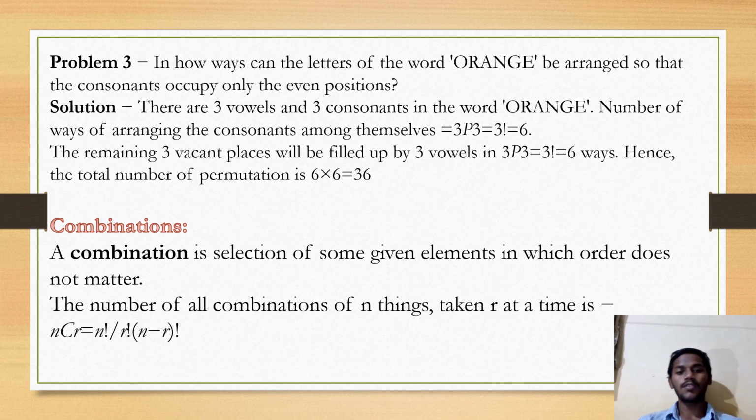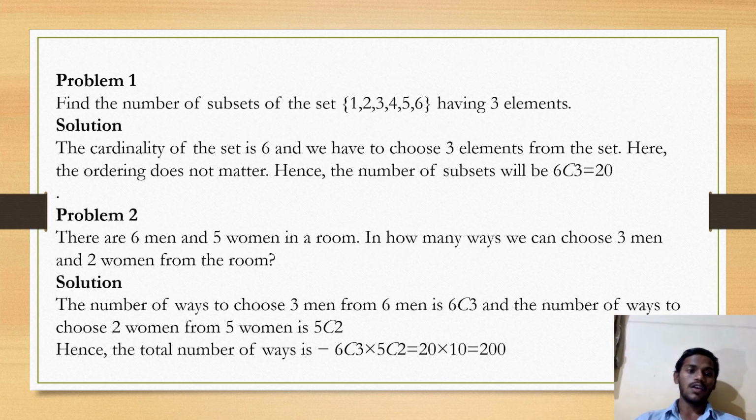Combinations. A combination is a selection of some given elements in which order does not matter. The number of all combinations of n things taken r at a time is nCr, that is equal to n factorial divided by r factorial times (n minus r) factorial. Example 1. Find the number of subsets of the set 1, 2, 3, 4, 5, 6 having 3 elements. The cardinality of the set is 6, and we have to choose 3 elements from the set. Hence the ordering does not matter. Hence the number of subsets will be 6C3, that is equal to 20.